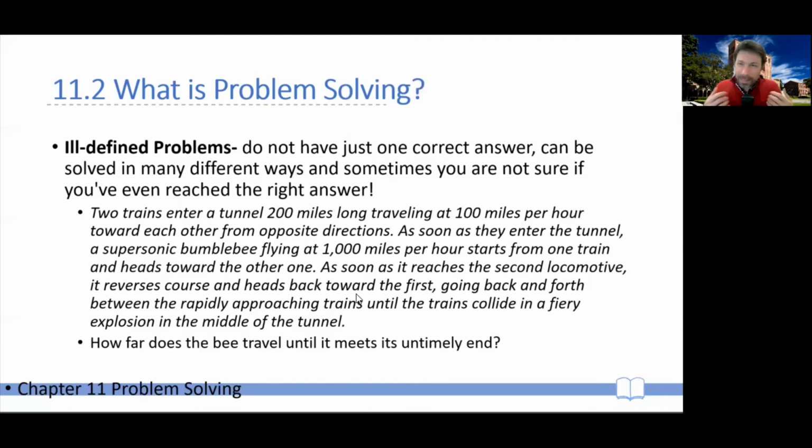But it's clear that the way in which you were to get to the solution of this problem was underspecified, was not very clear. The rules that you had to follow in order to get to the solution of this problem were definitely not clear. So this is a good example of an ill-defined problem.